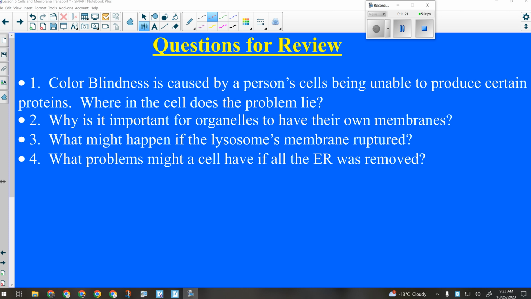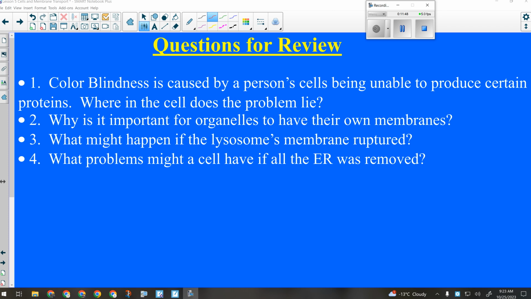Color blindness is a genetic mutation. It's hereditary. It's actually also X-linked, which means males are far more likely to have it than females. Okay? It is caused simply by your cells having the inability to produce proteins that are necessary for the cones in your eyes to distinguish different wavelengths of light.